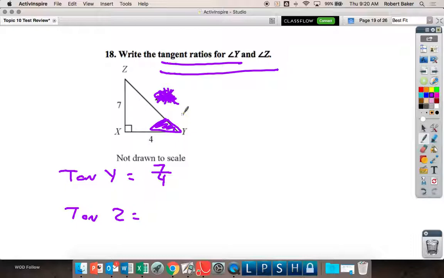What is the tangent of z? Tangent of z is right here. What is opposite of z? What is adjacent to z? That's it. On your test, if you can just knock out the first one, everything else is wrong. As tangent of y is correct, and every other tangent of y is incorrect. So you get one of them right, you get all of them right.